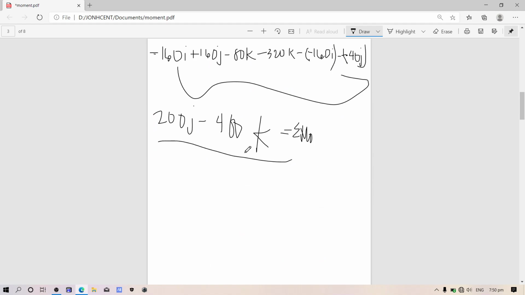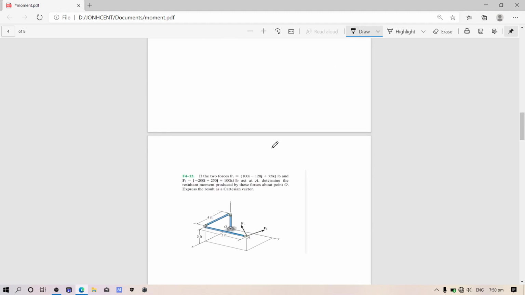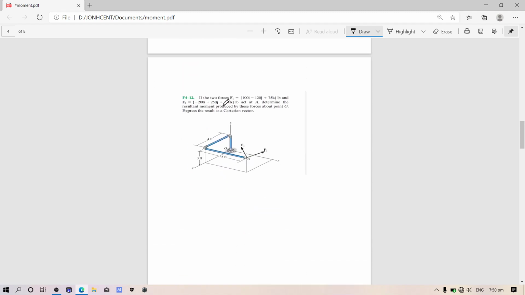200J minus 400K. Okay? Next, if the two forces F1 equals 100I minus 120J plus 75K and F2 equals negative 200I, 250J, and 100K pound act at A, determine the resultant moment produced by these forces about point O. Express the result as a Cartesian vector.